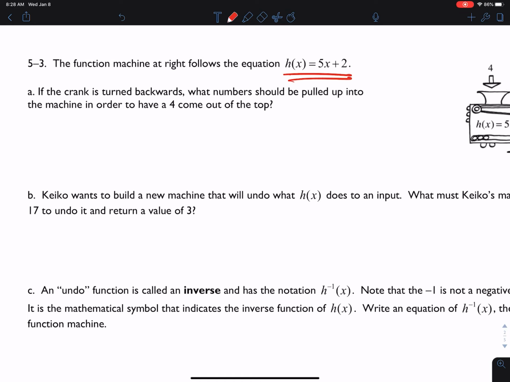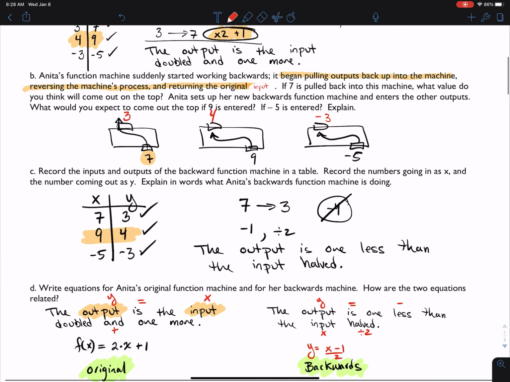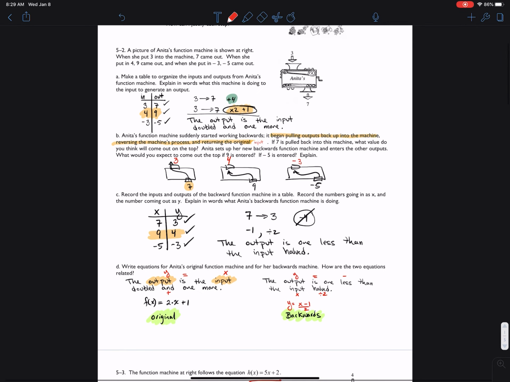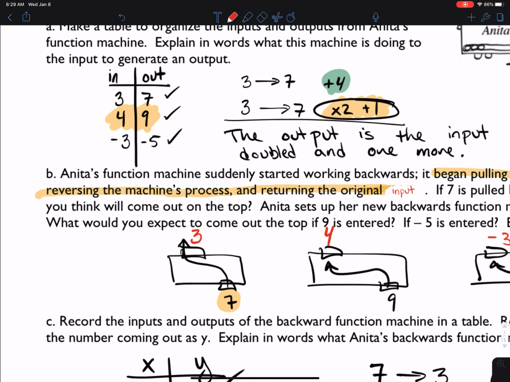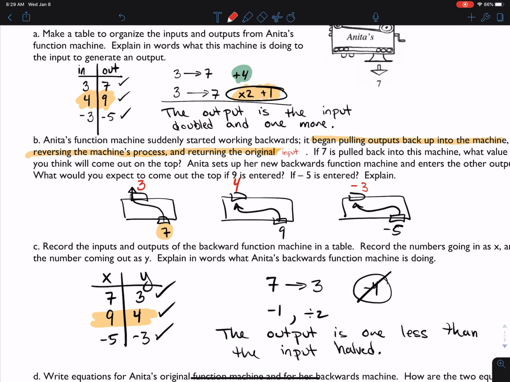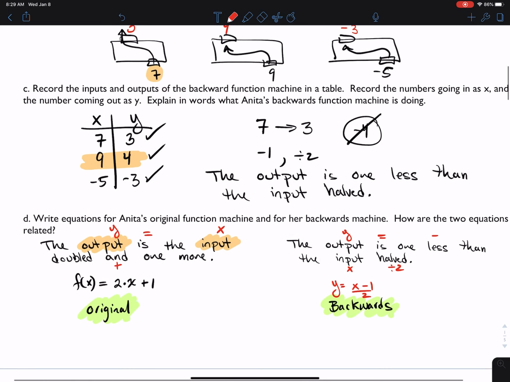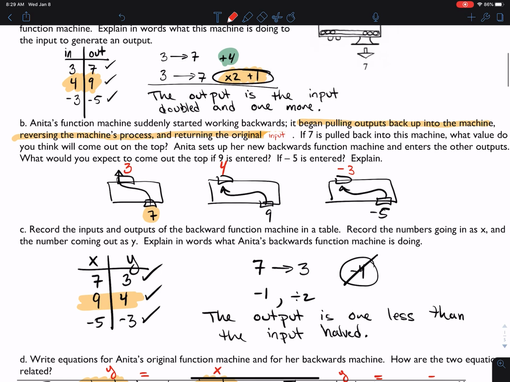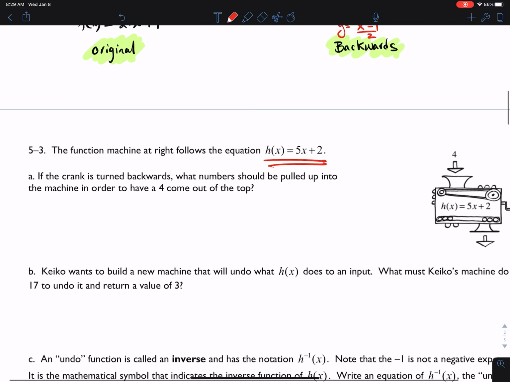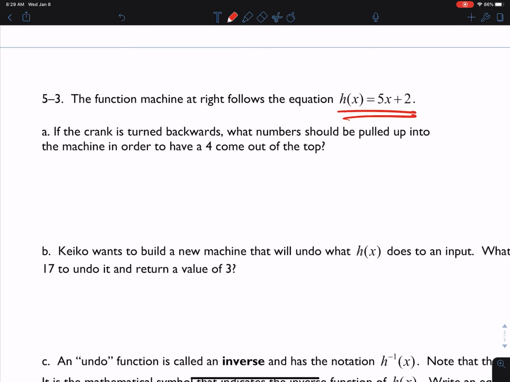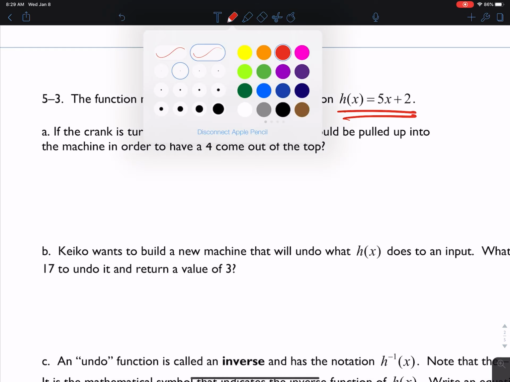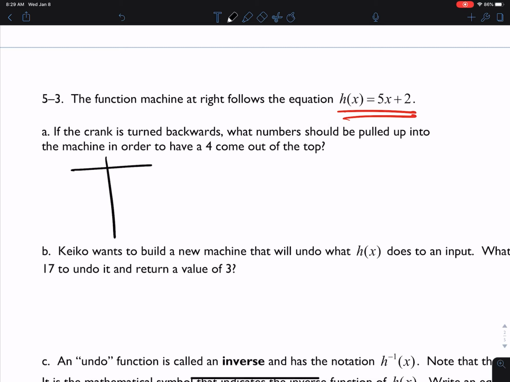There are a lot of ways to approach this problem. What we can do here is, based on the example from problem 2, based on the two tables that we found, the original table and the reverse table, I'm going to use a part of what we understood there to help us think about this problem. So before I start thinking about the backwards machine, I'm going to wrap my head around how h of x is working more concretely. So I'm going to go ahead and create an input-output table for h of x. And I'm just going to choose some simple values for the input here.